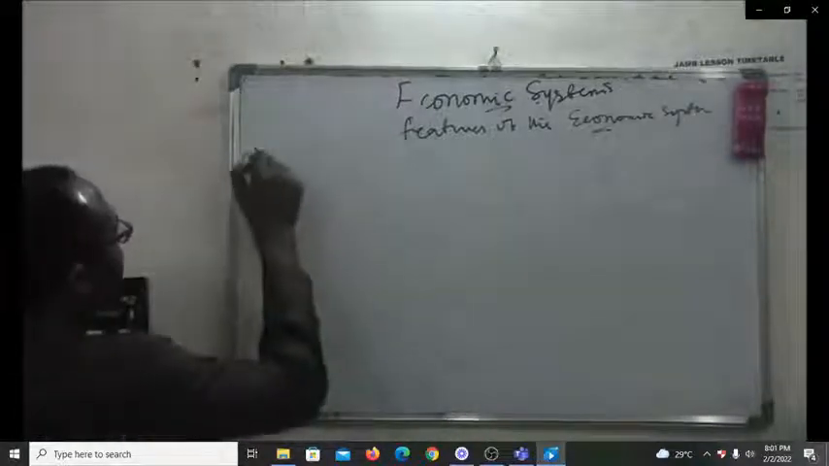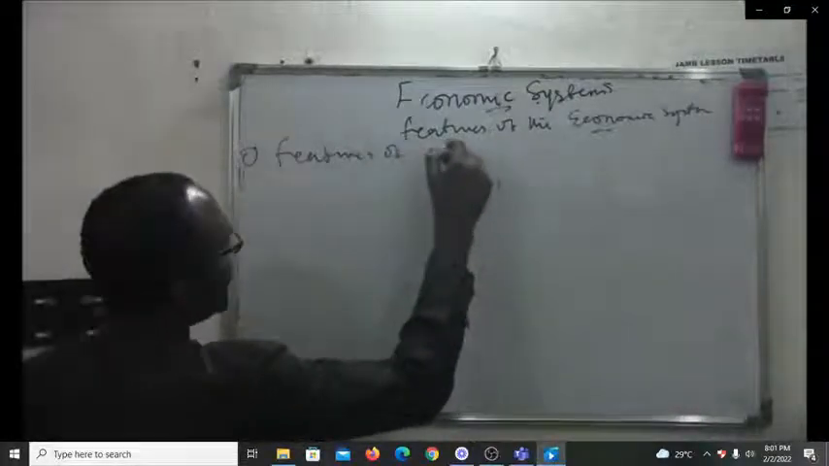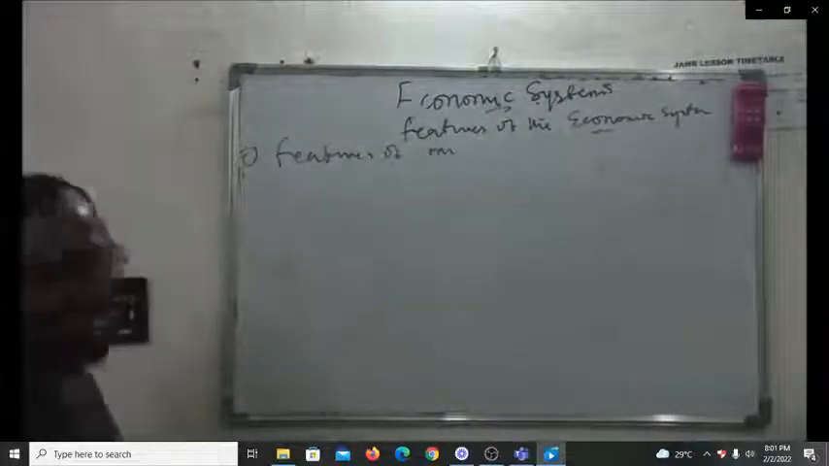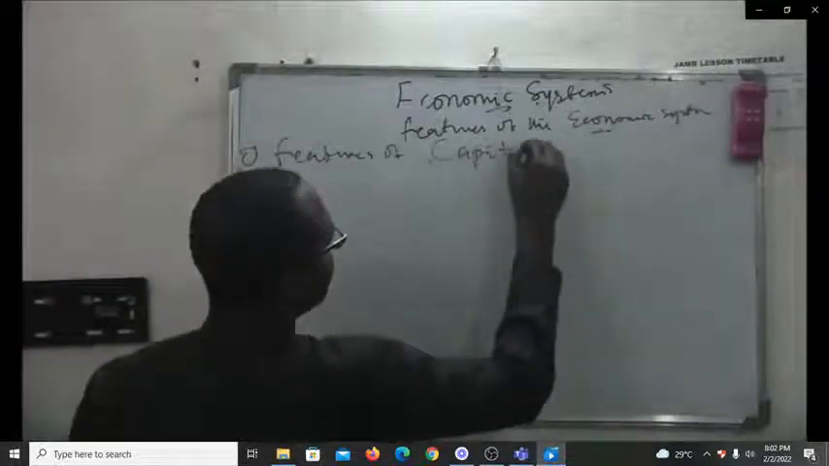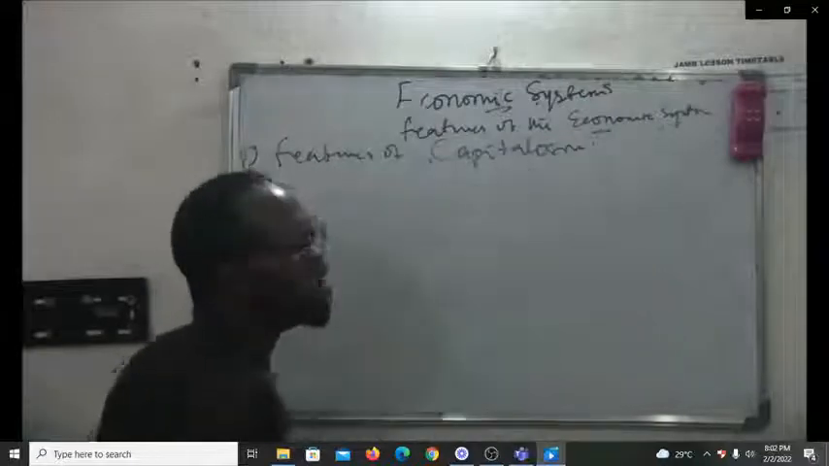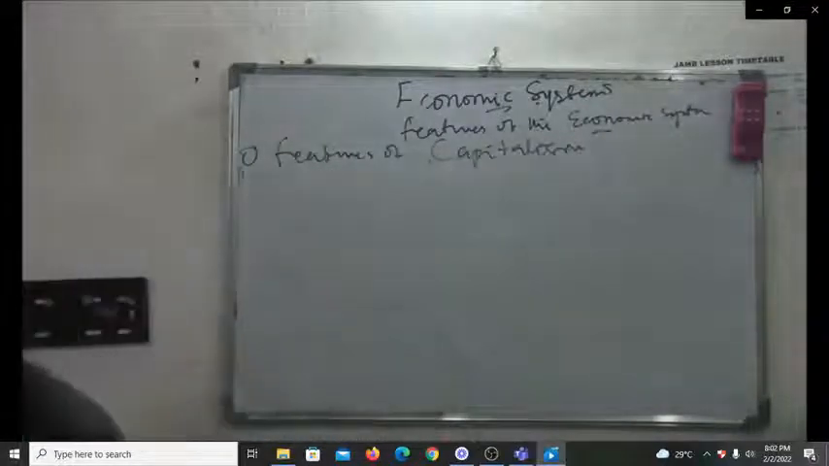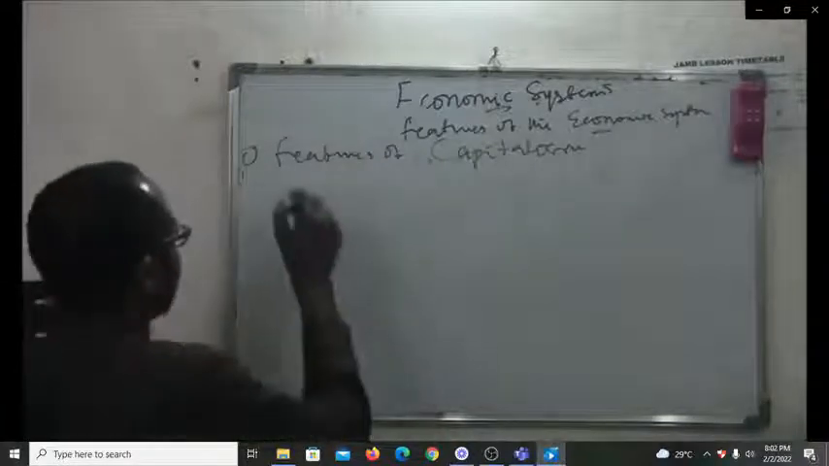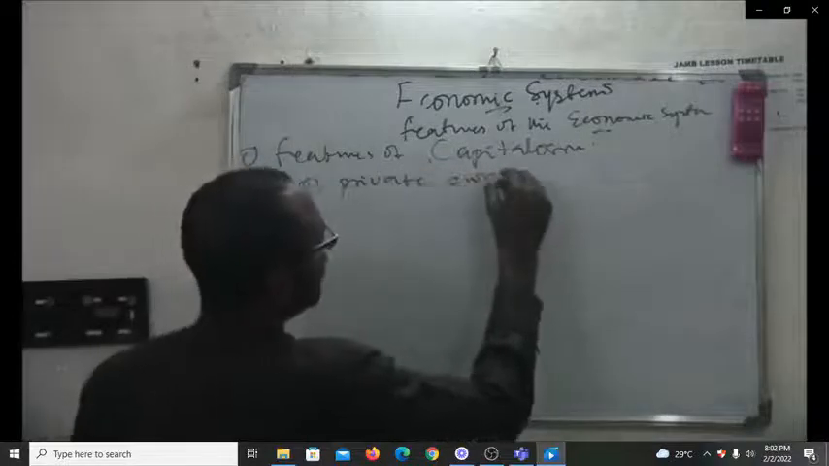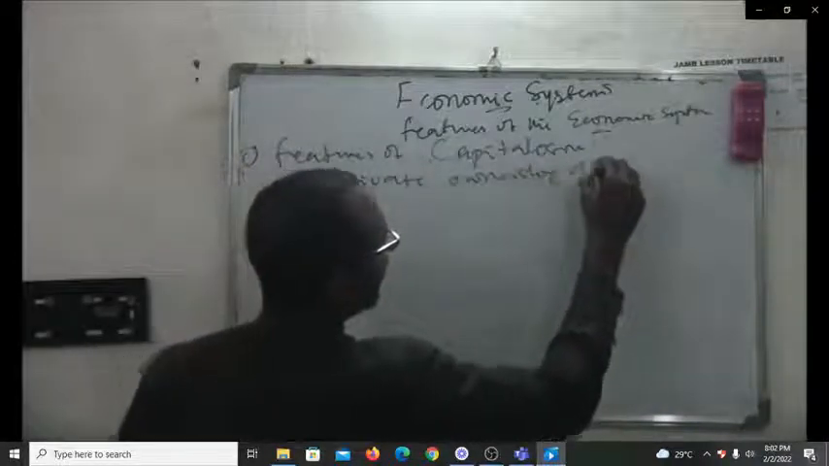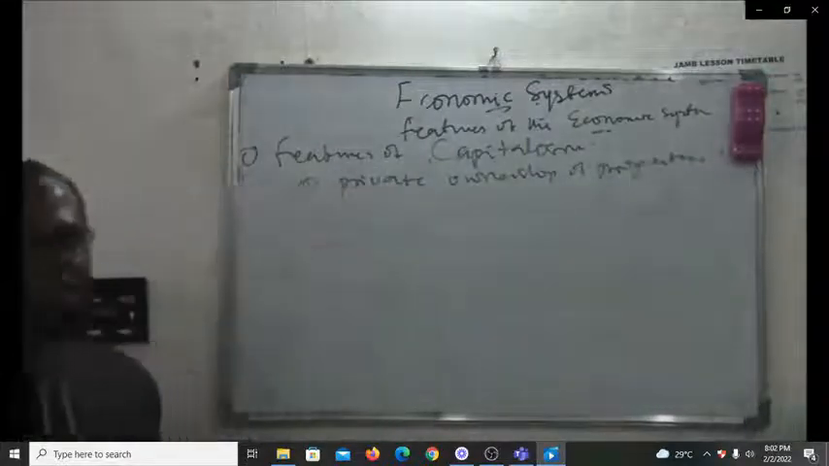So number one, let's start with capitalism. What are the features of capitalism? What are the kind of things that you see in a country and you say this country is practicing capitalism? Number one is that there is private ownership of properties. Number one is what? Private ownership of what? Properties. We see that most properties are owned by private individuals.